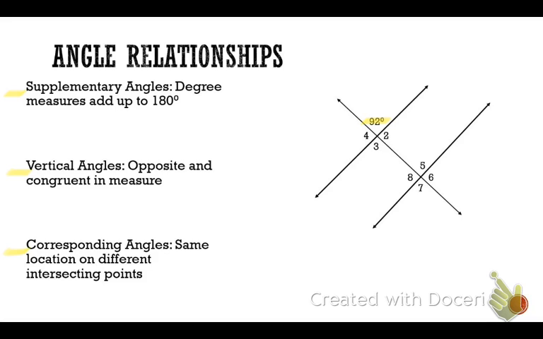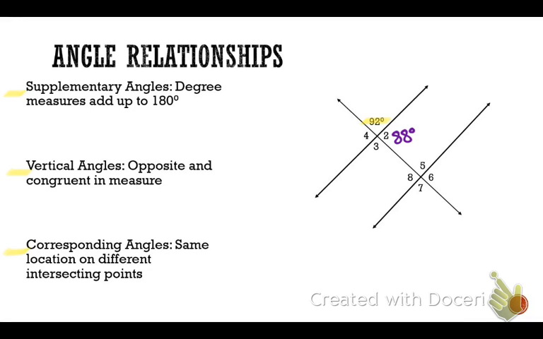Angle 2 is related to 92 how? Supplementary. Okay, pay attention because it's on the same line sharing a common point. So what can I subtract it from? 180. And 180 minus 92 is? 88. Very good. Okay. So now, how does angle 4 relate to angle 2?